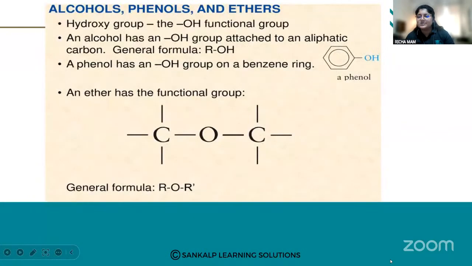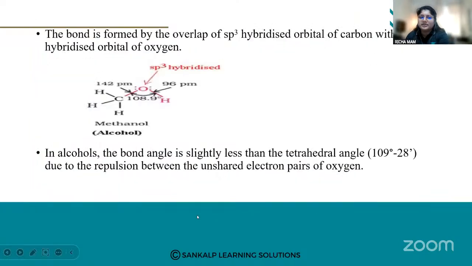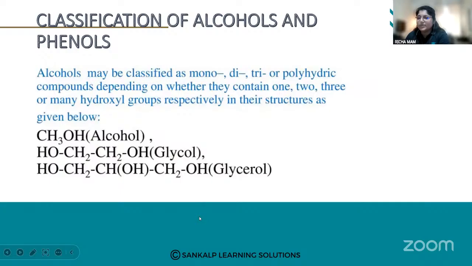We have discussed the definitions. We have seen the general formula for alcohols, phenols, and ethers, right? Then we saw the classification of alcohols and phenols. The first classification was based on the number of hydroxy groups. They are classified as mono, di, tri, or polyhydric depending upon how many hydroxy groups are present.